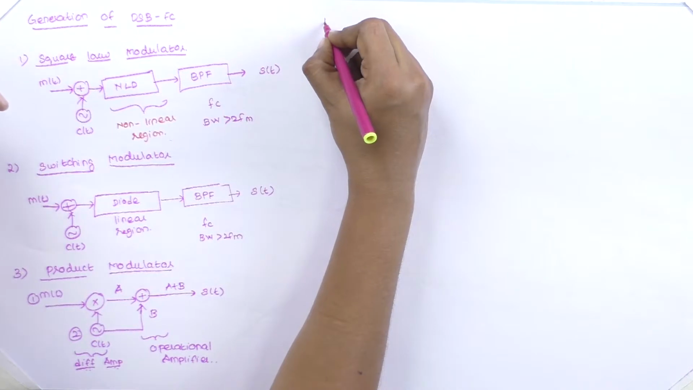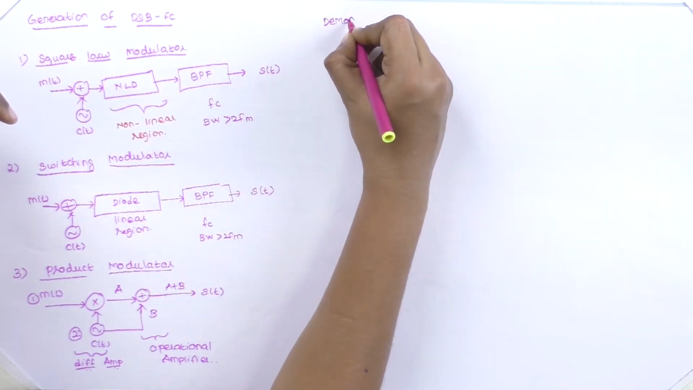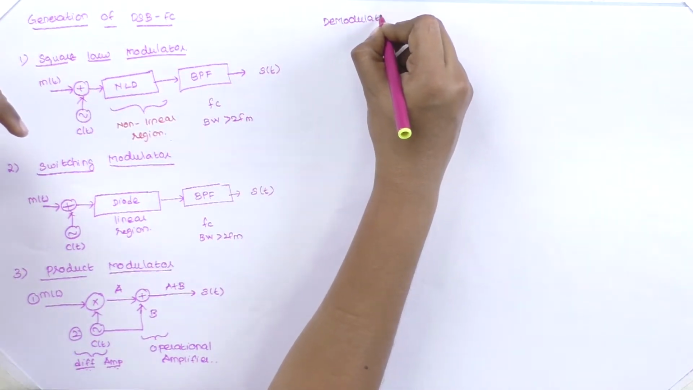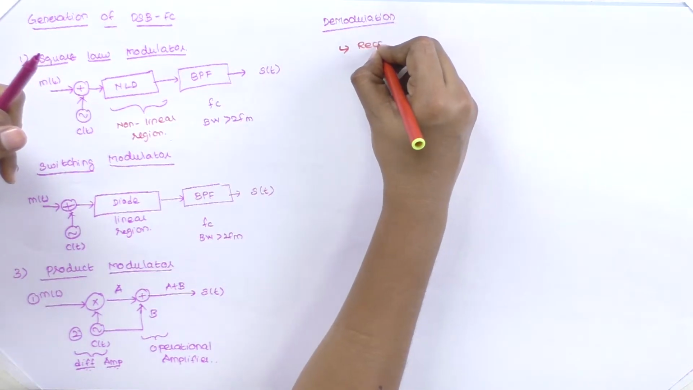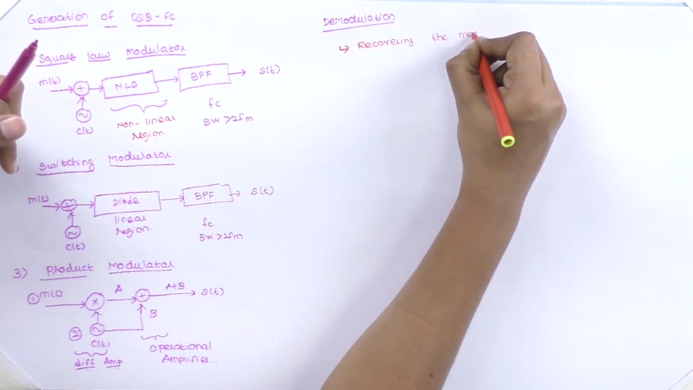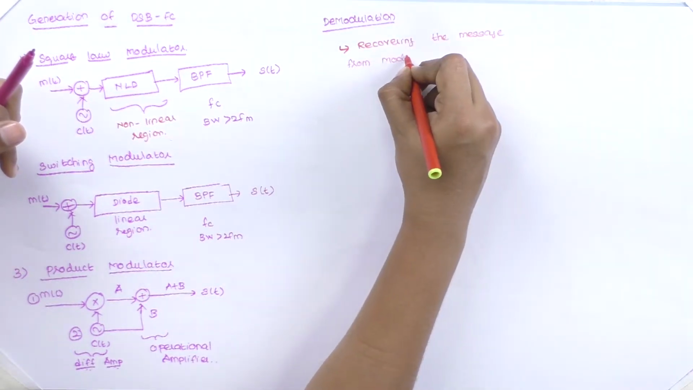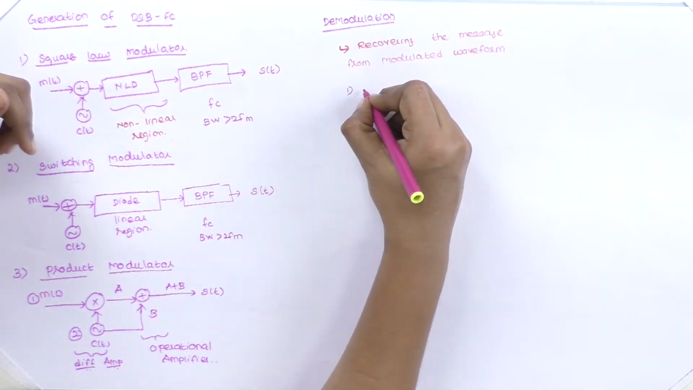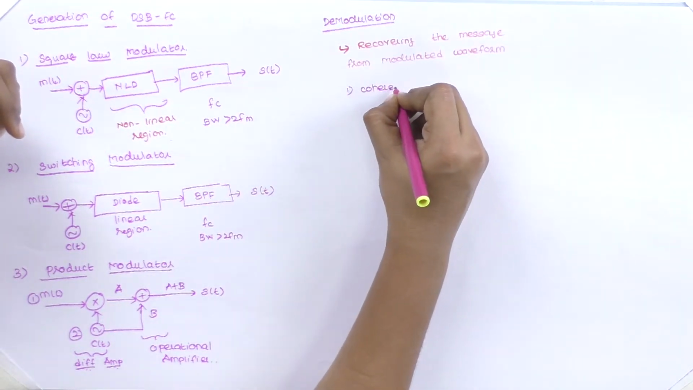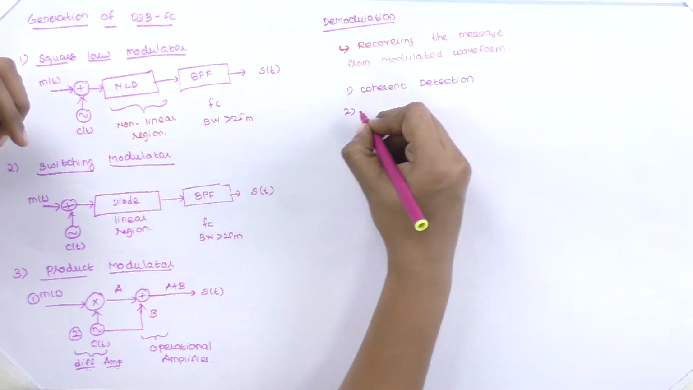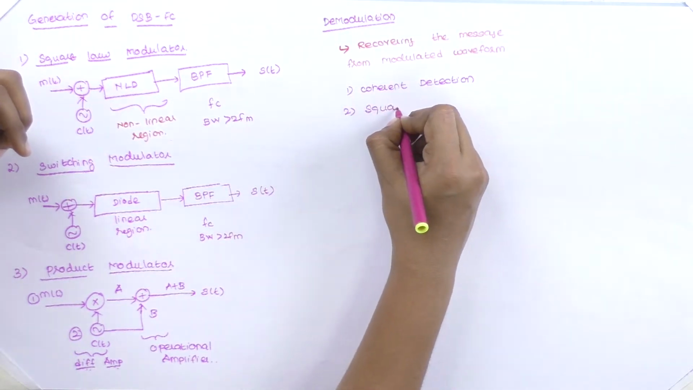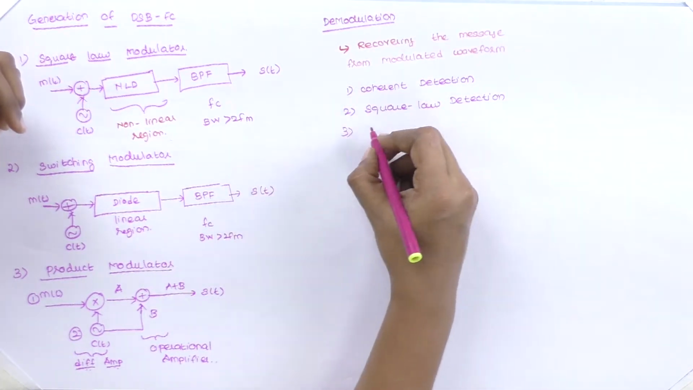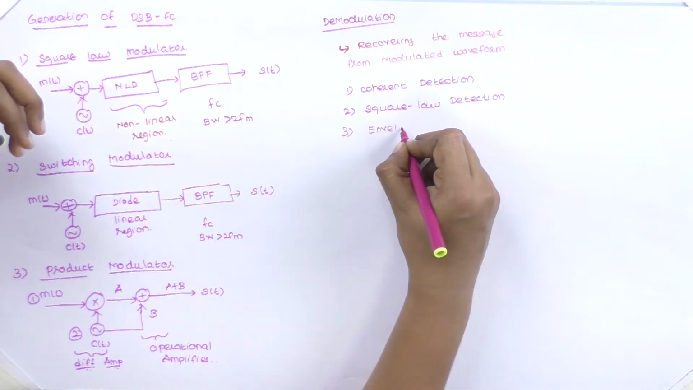That is referred to as synchronous detection. It is also named coherent detection. The first thing we are going to see is coherent detection in the demodulation of signal. Demodulation is recovering the message signal from the modulated waveform. The first one is coherent detection. The second one is the square law detector. The third one we are going to see is the envelope detector.